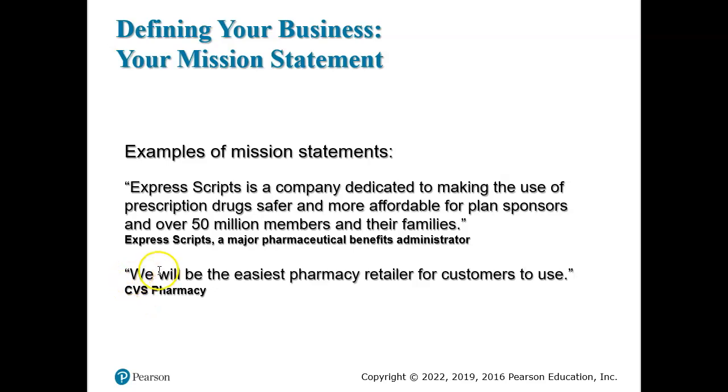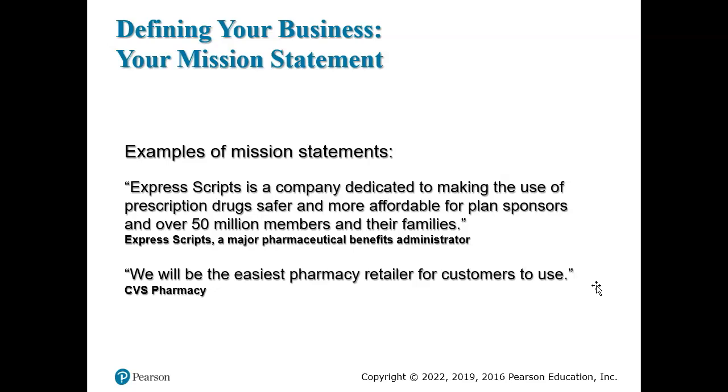CVS says, we will be the easiest pharmacy retailer for customers to use. Now, what's interesting about a mission statement, and the reason why you want it to be somewhat defining and specific, is that it also says what you're not. They don't say we will be the cheapest pharmacy retailer for customers to use. We will be the most complete, but whatever. The point is that they're saying that they want it to be the easiest.